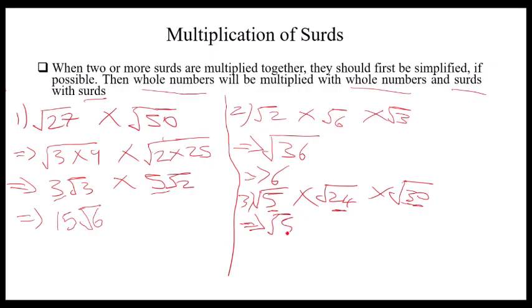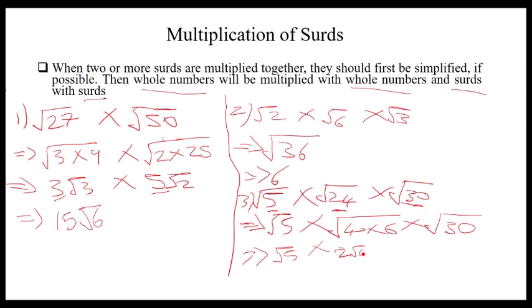So the square root of 24 will be what? Root 5 times square root of 4 times 6 times square root of 30. Square root of 5 times this center. In a nutshell, this center will be 2 root 6, right? Times square root of 30.